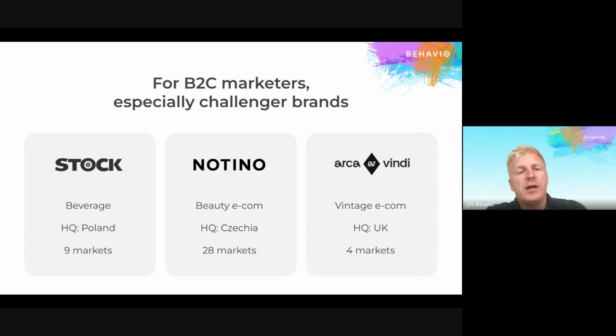Here are some examples of our clients. Stock Spirits, trying to penetrate European markets with affordable premium new brands; we're measuring for them on 9 markets. Notino, number 1, super fast growing e-commerce beauty in Europe; we're measuring for them in 28 markets. And then an example of a smaller brand, Arcavindi, based in the UK, a vintage e-commerce platform expanding from there to Western European markets.